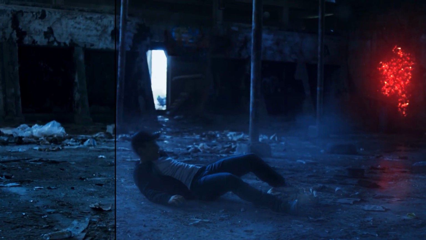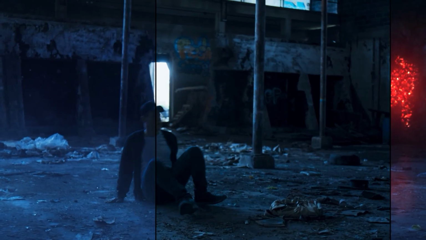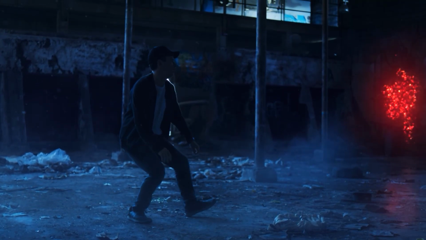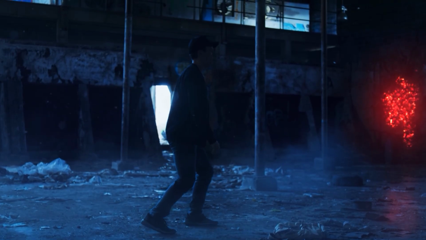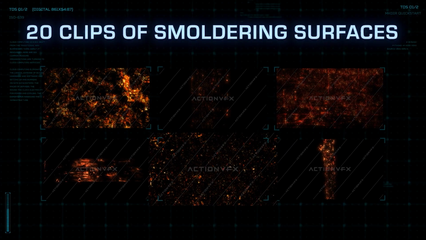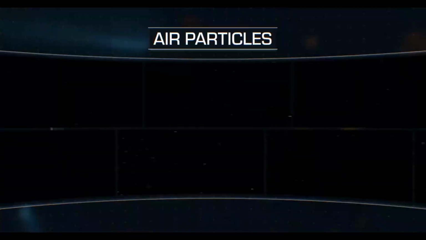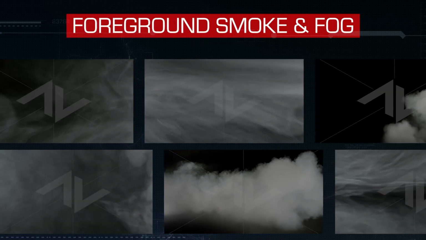In today's tutorial, we will learn how to create this upside-down style environment from Stranger Things. This will be a very easy effect using our Action VFX asset collections, such as smoldering surfaces, burn mark textures, air particles, and a couple others.